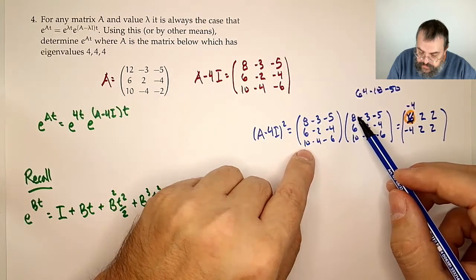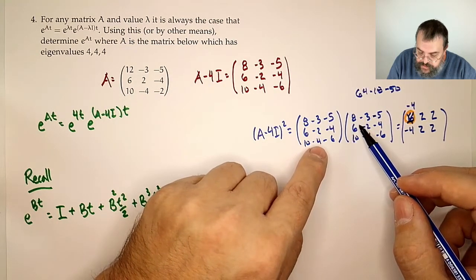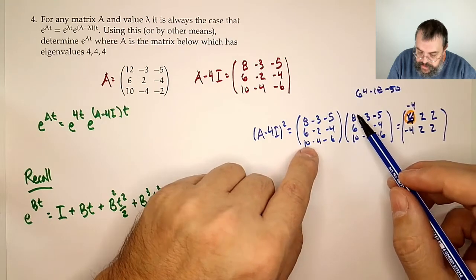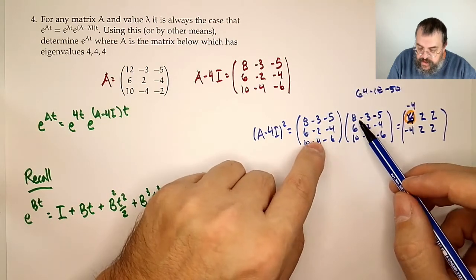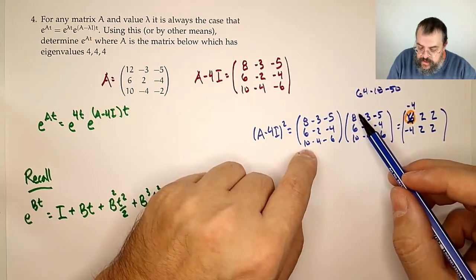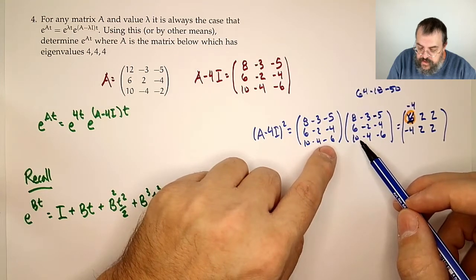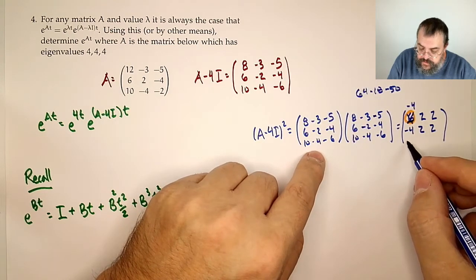And last we have 80 minus 24 minus 60. Well, 80 minus 60, that's not so bad. 80 minus 60 is 20. Subtract 24 is negative 4.